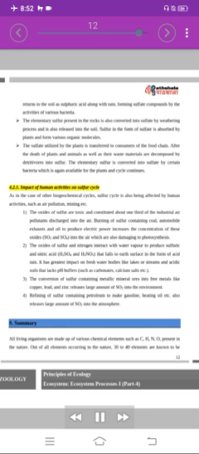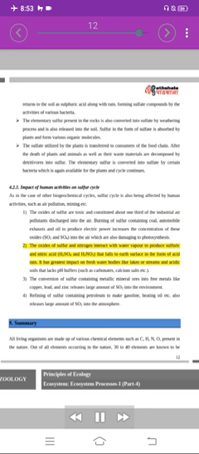4.2.1. Impact of human activities on the sulfur cycle. As in the case of other biogeochemical cycles, the sulfur cycle is also being affected by human activities, such as air pollution, mining, etc. 1. The oxides of sulfur are toxic and constitute about one third of the industrial air pollutants discharged into the air. Burning of sulfur-containing coal, automobile exhausts, and oil to produce electric power increases the concentration of these oxides, SO2 and SO4, in the air, which are also damaging to photosynthesis.